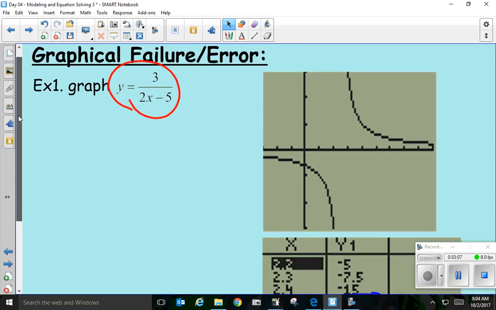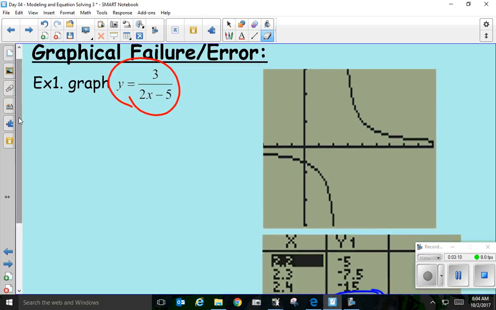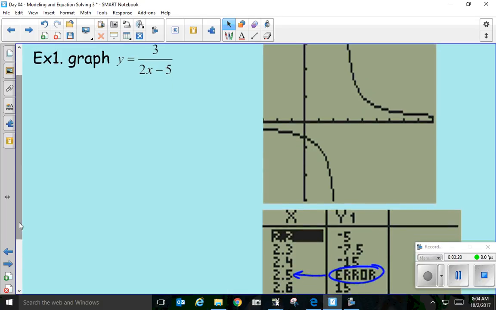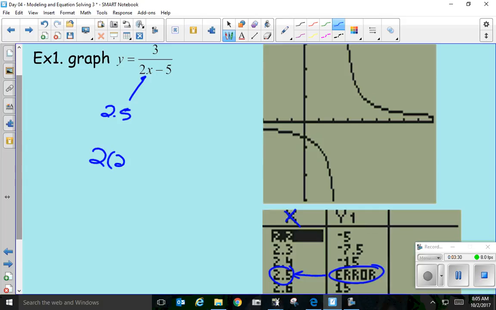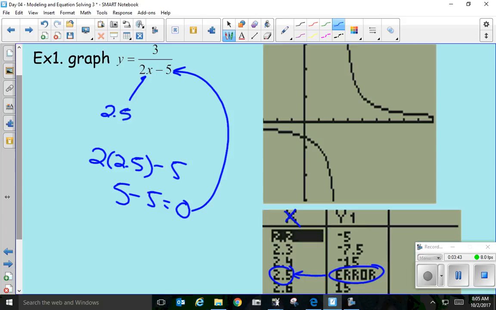Why? How do we divide by 0? You're right. The denominator equals 0 when what? Thank you. These are your x values. If we make x 2.5, 2 times 2.5, this is the denominator, minus 5. That's 5 minus 5, which is 0, which we know is a big no-no for a denominator. That can't happen. That's why we get an error.